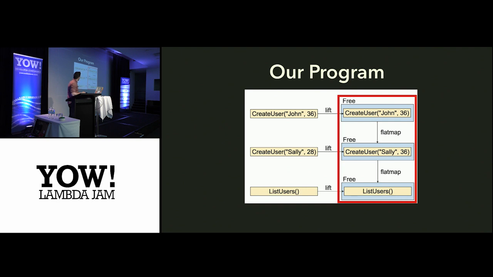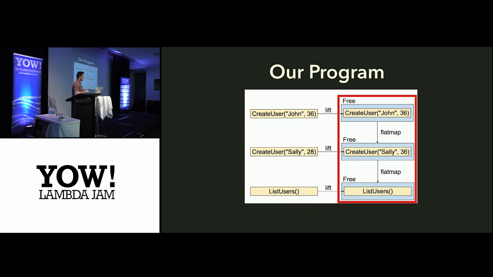And what we've actually created is just a description of a program. There's no actual code that's going on here to explain how it works. It's basically just saying, I have this structure whereby the first thing that I have is data explaining create user, then the next thing is create user Sally, and then the last thing is to list users.